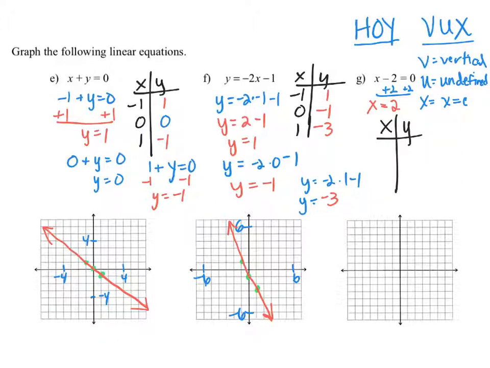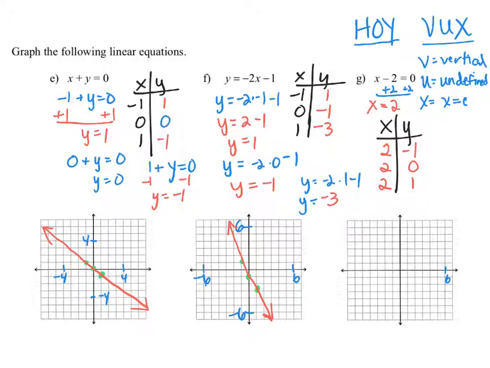So no matter what the y value is, the x is always going to be 2. So even when y is equal to, say, -1, the x is going to equal 2. When y is equal to 0, the x is going to be 2. When y is equal to 1, the x is going to be 2. It doesn't matter what the y value is. There's no y in the equation, so it could be anything. But in this case, the x is always going to be 2.